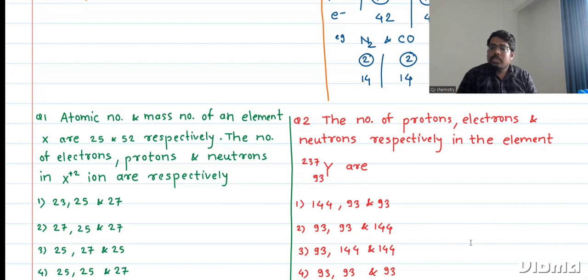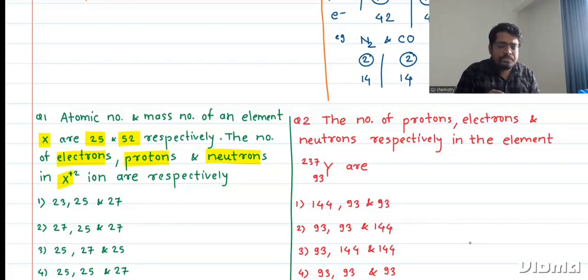Okay, so now we'll discuss the questions related to these terminologies. Question number 1: the atomic number and mass number of element X are 25 and 52 respectively. The number of electrons, protons and neutrons in the X plus 2 ion are respectively. Now the X plus 2 ion is given to us, so first let us find the electrons in the X plus 2 ion.